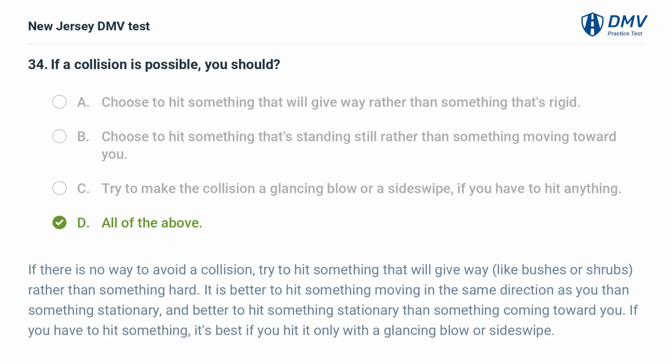D. All of the above. If there is no way to avoid a collision, try to hit something that will give way, like bushes or shrubs, rather than something hard. It is better to hit something moving in the same direction as you than something stationary, and better to hit something stationary than something coming toward you. If you have to hit something, it's best if you hit it only with a glancing blow or sideswipe.